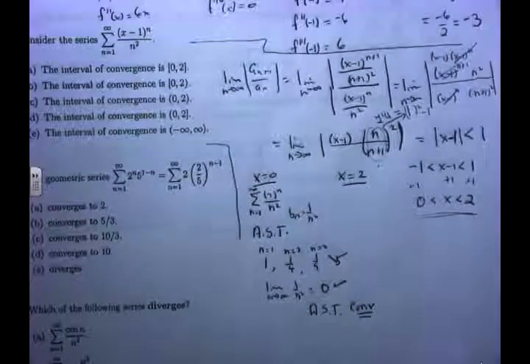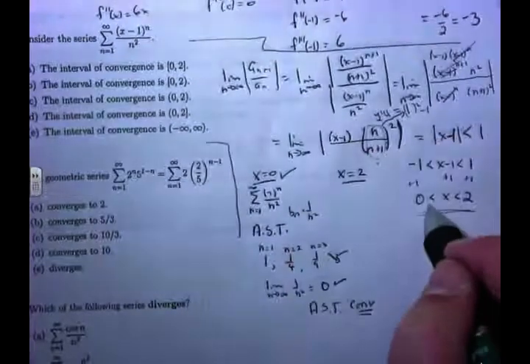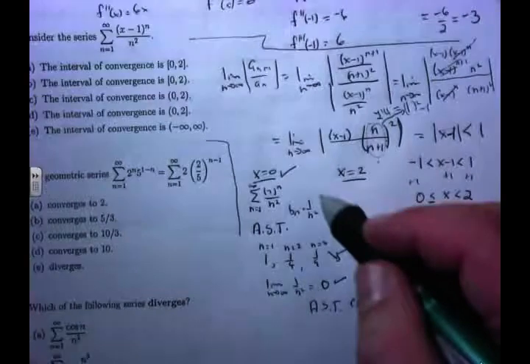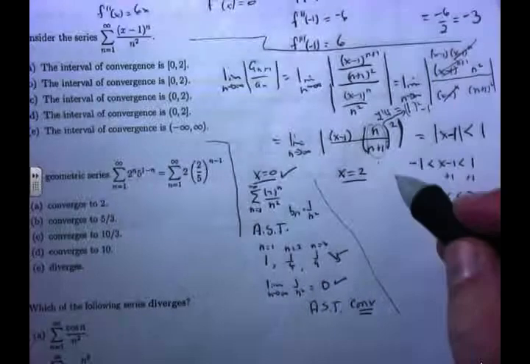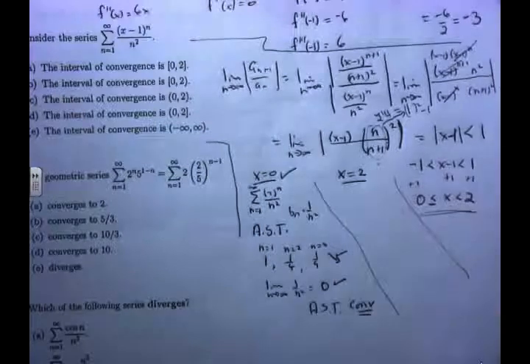It converges. So my question is, do I want my point x equals 0 in my interval of convergence? Yes or no? Yes, you do. So you put equal to right there. Okay? Now, plug in x equals 2.